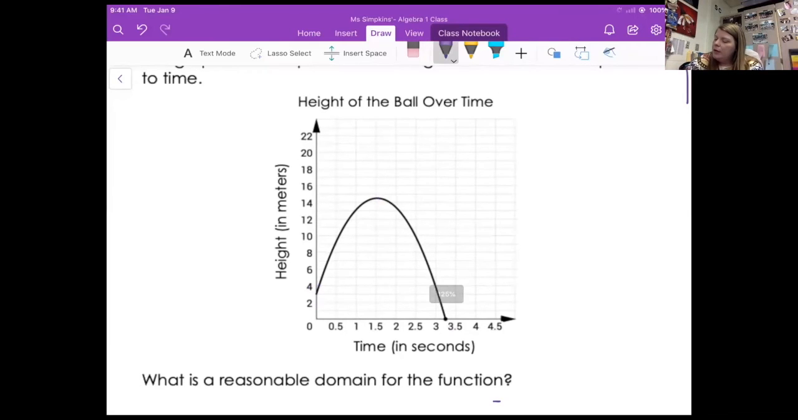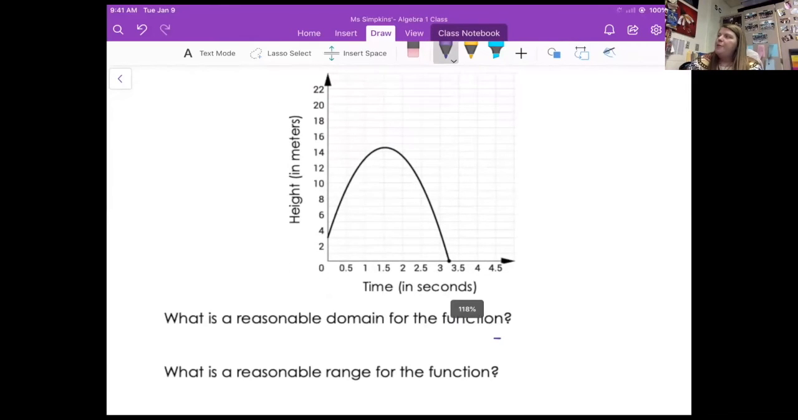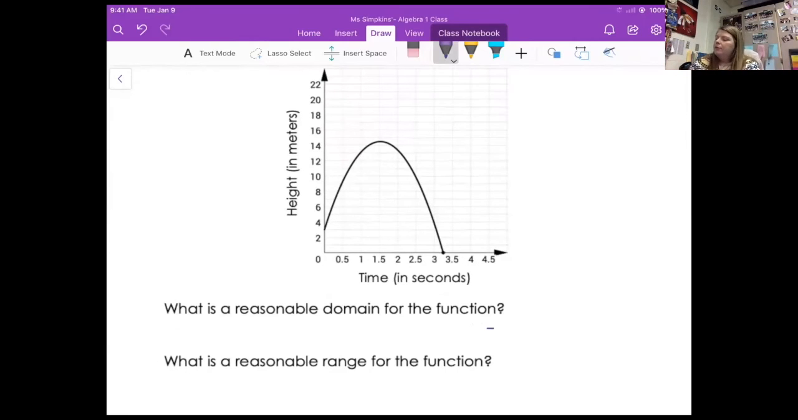Okay, so we're going to talk about these 2 words a lot, domain and range. And just a reminder from before lunch, domain is X and range is Y.